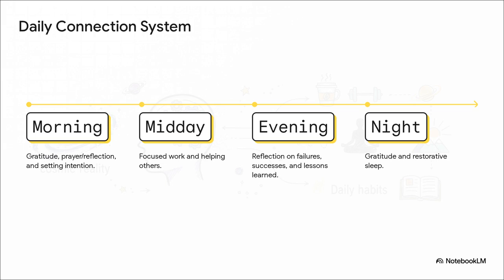All of this culminates in a daily connection system. Your day begins with intention and gratitude in the morning, moves into focused action and service during the midday, and then ends with an honest reflection at night on your failures, successes, and lessons learned. It creates this continuous, unbroken loop of observation, intentional action, and reflection that steadily grows your character over time.